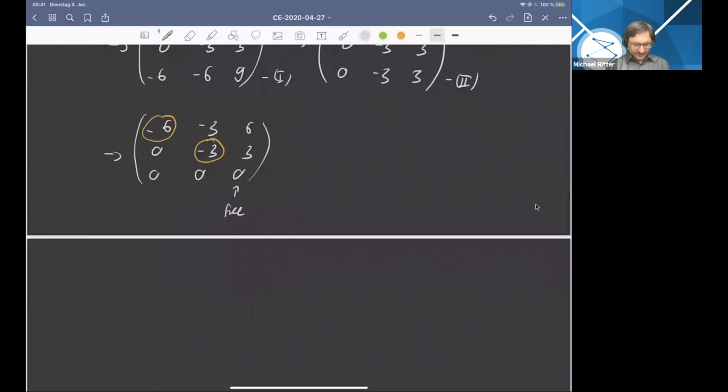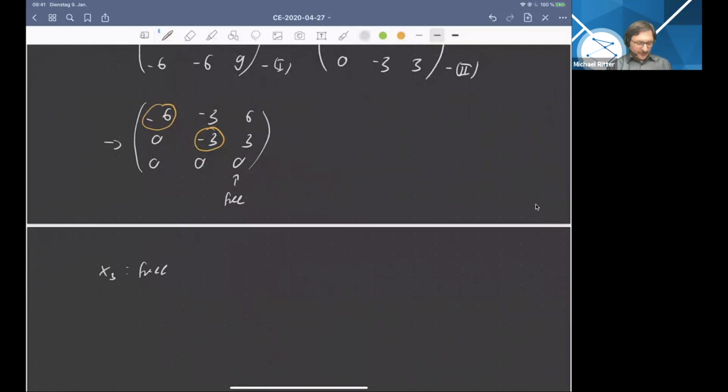So let's write this down explicitly just to give you a quick reminder of how this works. Third variable is free. The second row gives us the equation -3x2 plus 3x3 is 0. And we can solve that for x2. So x2 is equal to x3.